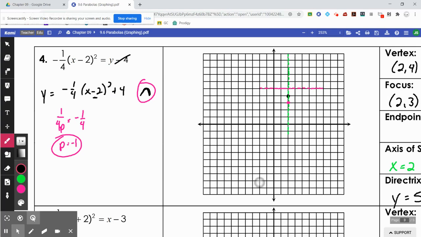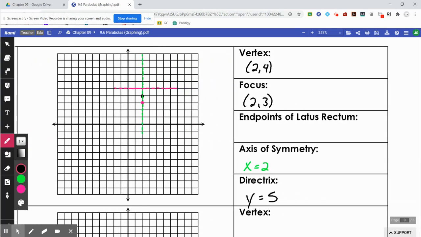Finally, since we have a p-value of 1, let's find the endpoints for the latus rectum. A p-value of 1 means that the latus rectum will have a length of 4. So what we can do is go 2 on each side of our focus, and that's going to be where the endpoints of that latus rectum lie. And again, just a reminder why every point on my parabola is the same distance from the focus as it is from the directrix.